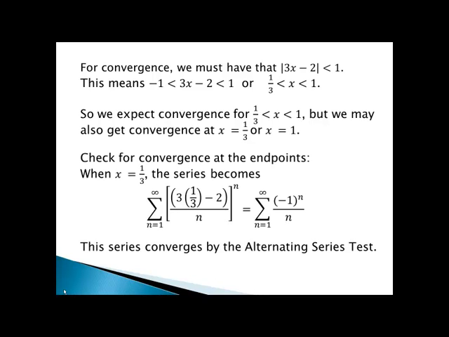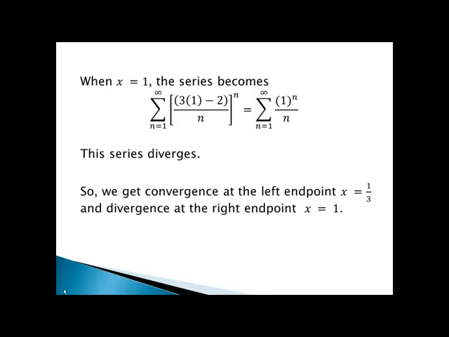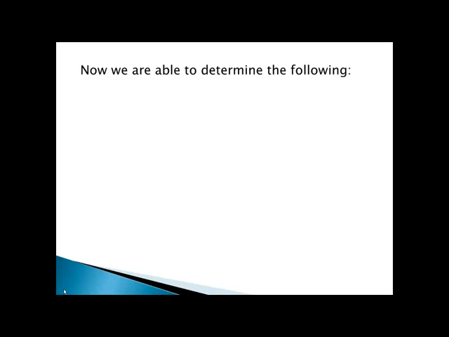When x equals 1/3, the series becomes -1 to the n divided by n. Well, I know that this series converges by the alternating series test. When x equals 1, the series becomes the sum from 1 to infinity of 1 to the n divided by n, which I know diverges. So I get conditional convergence at the left endpoint x equals 1/3 and divergence at the right endpoint x equals 1. So now I'm able to determine the following.